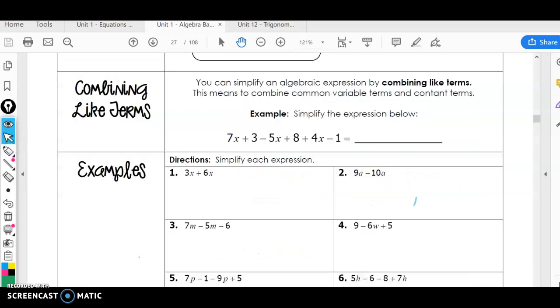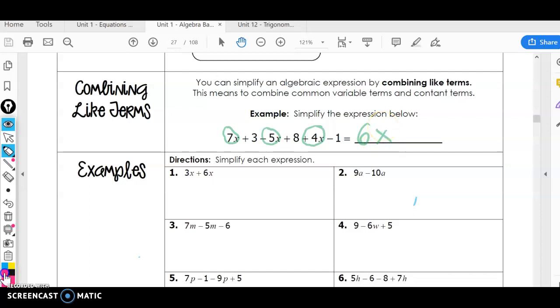Let's move down a little bit. We're going to combine the like terms in this example. I'm going to circle in one color all the variable terms. Don't forget to include the sign to the left. So we have 7x minus 5x is 2x, plus 4x is 6x.